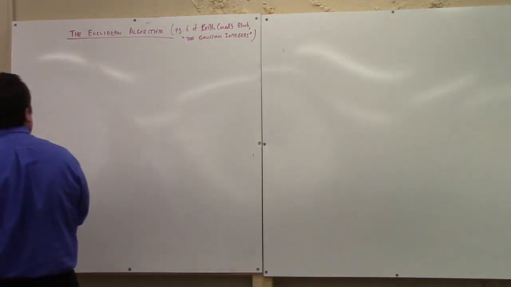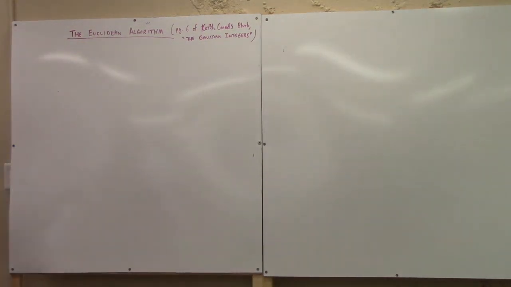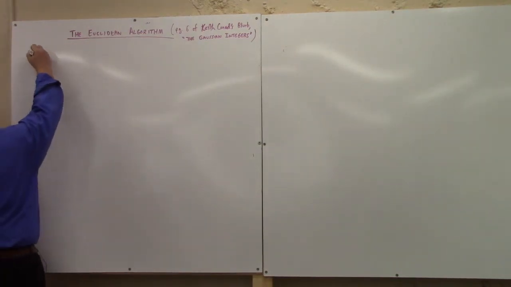So we've reached the Euclidean algorithm in Keith Conrad's blurb on Gaussian integers. Actually, we're not quite there. I have a couple of definitions. So here's the definition.